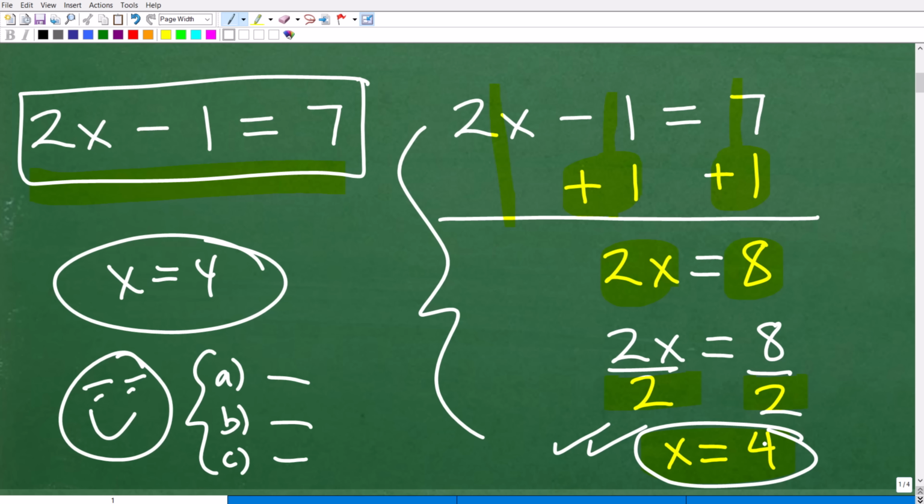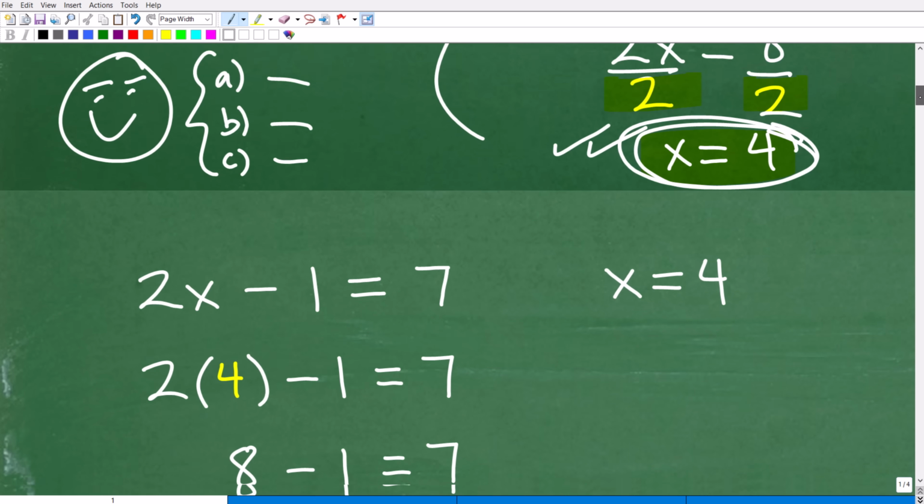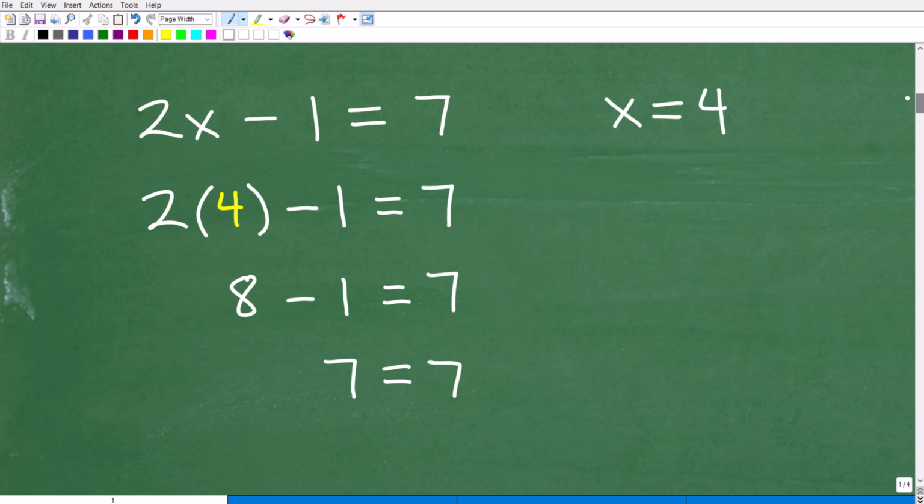But let's go back to this problem for a second. I solved this equation and I got x is equal to 4. I'm wondering, did I do this right? Well, you can always check your work when you're solving any equation in algebra. Let's go ahead and show you how this is done. Let's suppose here I have x is equal to 4 and I want to check my work. You need to know how to check a solution in any equation. So how do you do that?